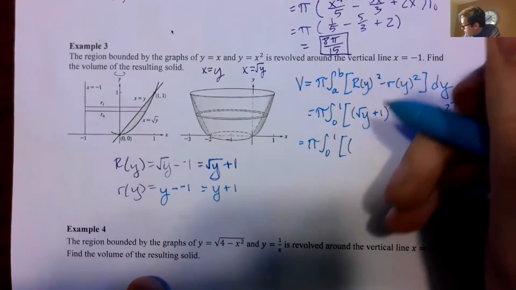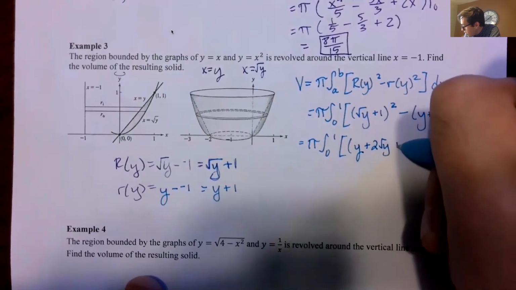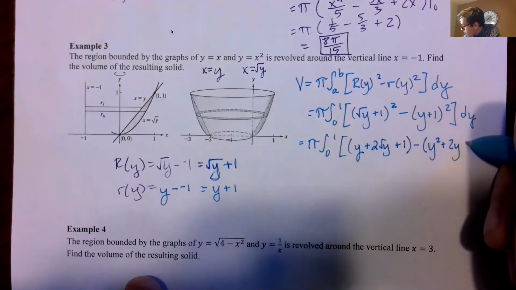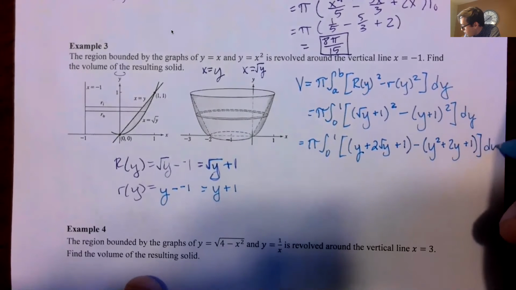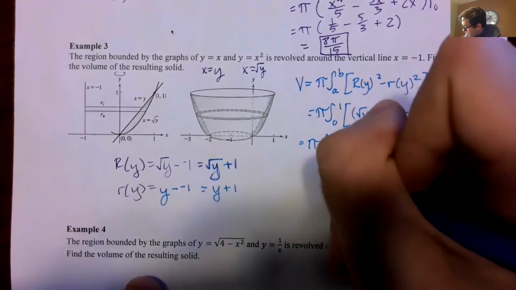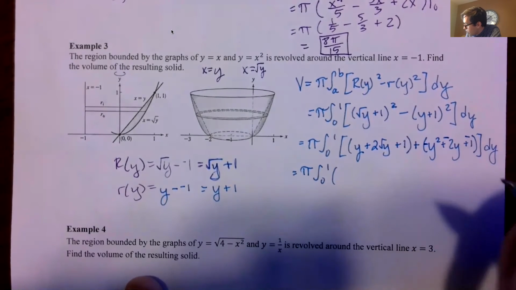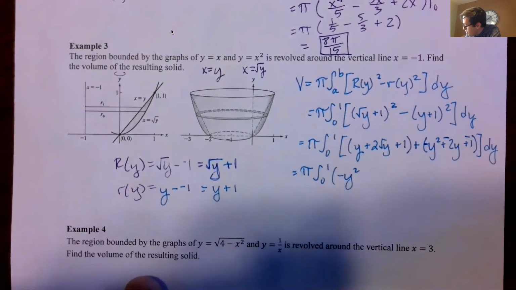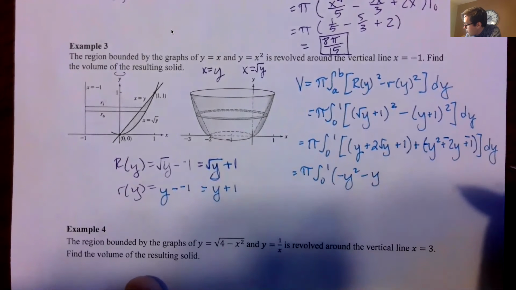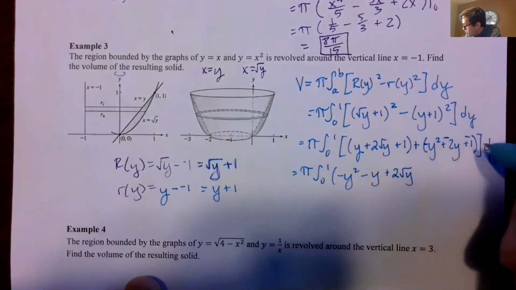We'll end up with, once we FOIL, y plus 2 root y plus 1. Over here, we'll get y squared plus 2y plus 1. So I'm going to distribute the negative. And what do we end up with here? We'll get negative y squared, y minus 2y, so minus y, and then plus 2 root y, and the 1 minus 1 cancel out.